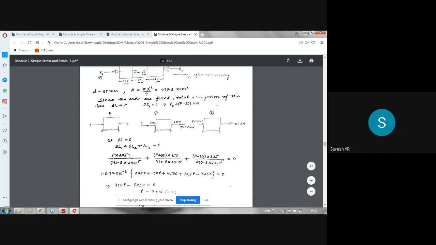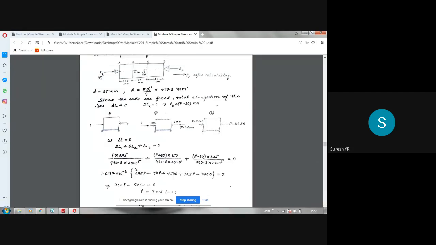Use the PL by AE formula. P is the force in the first one, P plus 30 is the force in the second one, P minus 30 is the force in the third one. So P is the unknown here. L value you know, A value you know, A is constant, E is constant here. So just substitute there and simplify for P. So P you are getting 7,000.